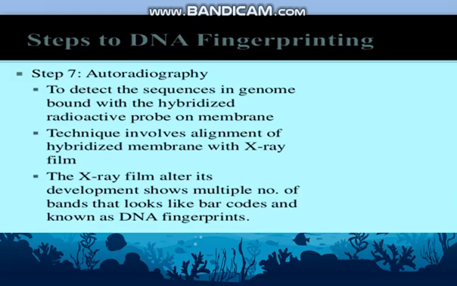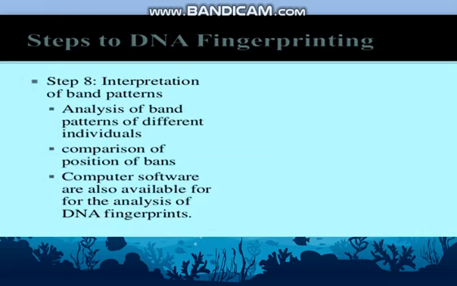So this is the 7th step in the process of DNA fingerprinting. Now comes the 8th step, and that is the last step, known as interpretation of the band patterns. Now the band patterns which we get are interpreted. And how are they interpreted?